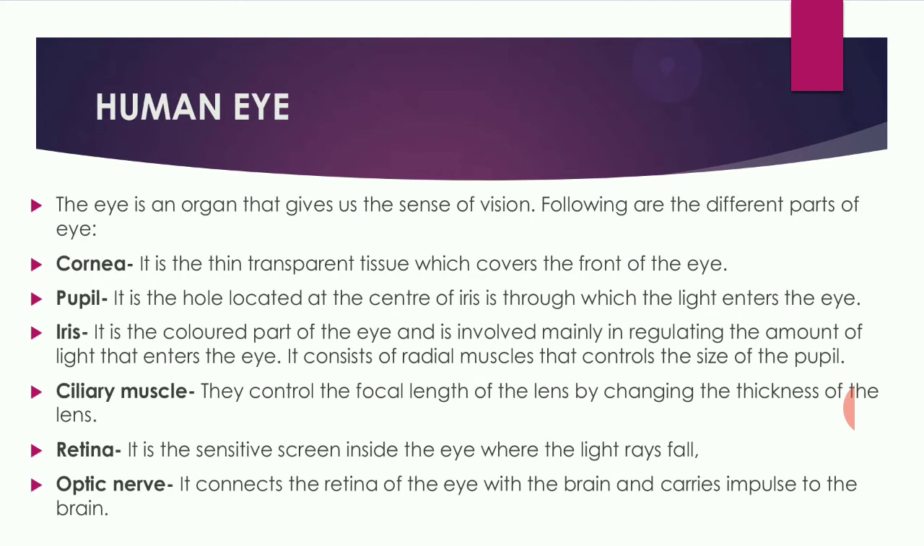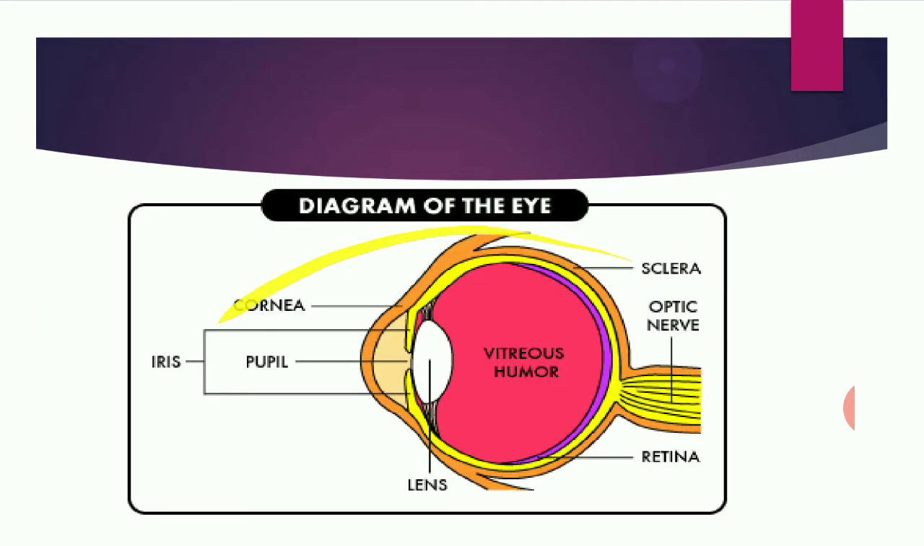Next, human eye. The eye is an organ that gives us the sense of vision. The eye is an organ through which we can see the whole world. So these are the different parts of the eye. This is the diagram of the eye. First is the cornea.